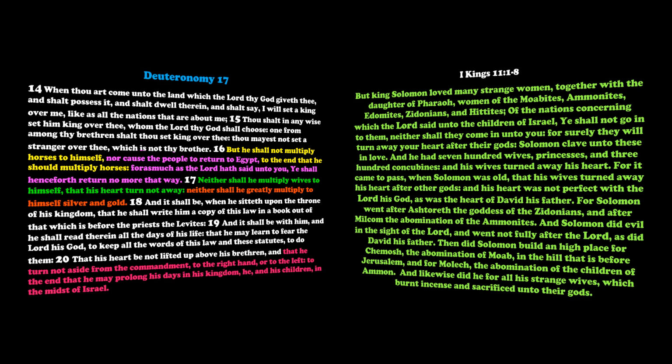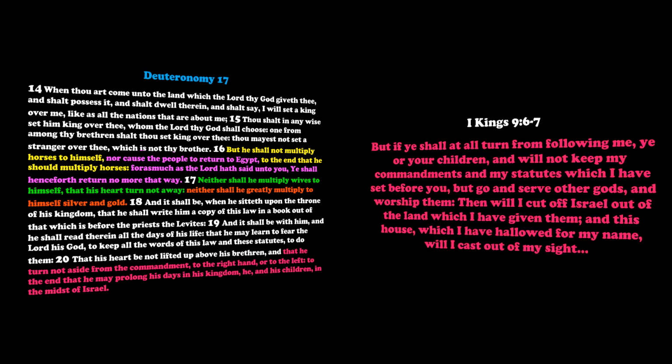Not only did God tell kings not to worship other gods, but he also told Solomon directly that if he worshipped other gods, the Lord would drive the Israelites from their land and destroy the temple. In 1 Kings 9:6-7, God says to Solomon, "But if ye shall at all turn from following me, ye or your children, and will not keep my commandments and my statutes which I have set before you, but go and serve other gods and worship them, then I will cut off Israel out of the land which I have given them, and this house which I have hallowed for my name will I cast out of my sight."